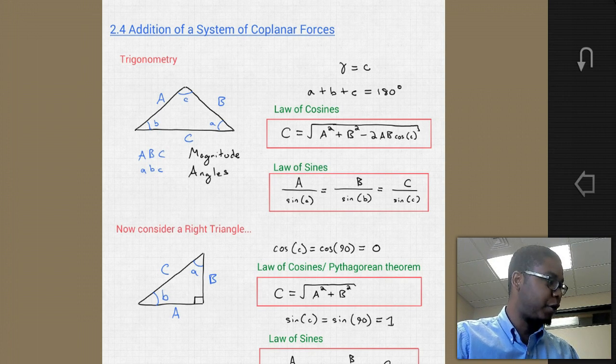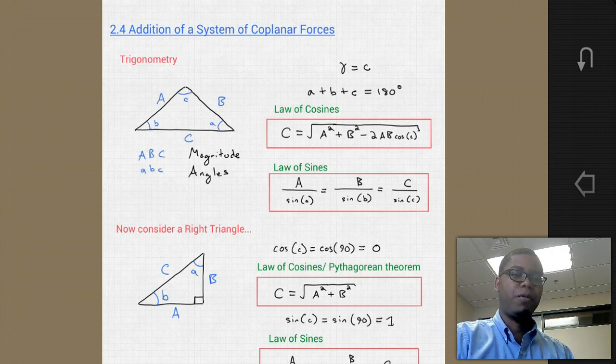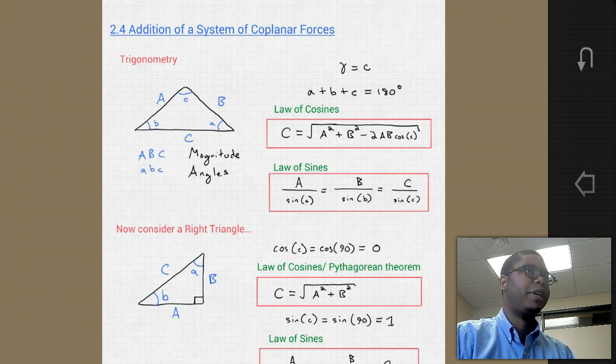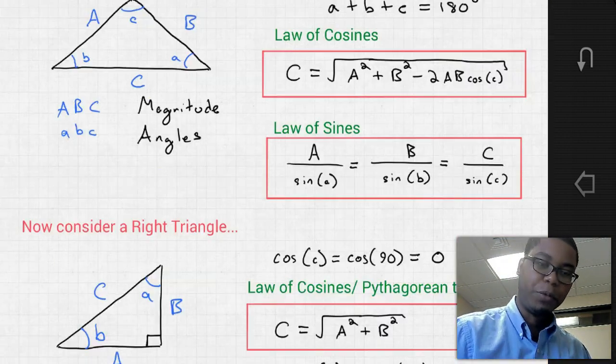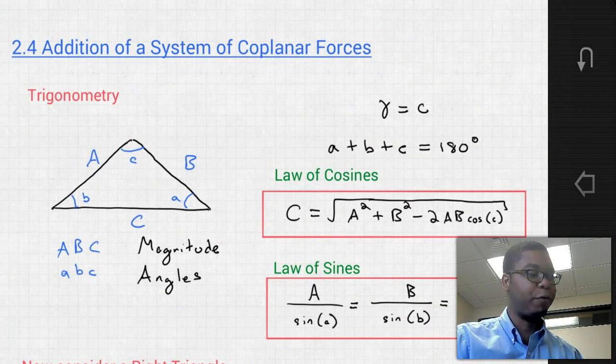Today we're going to go over sections 2.4, 2.5, and 2.6. In these sections we're going to learn about the addition of coplanar force vectors. We're going to learn Cartesian vector notation and how to add Cartesian force vectors together. So let's go ahead and start here with the addition of a system of coplanar forces.